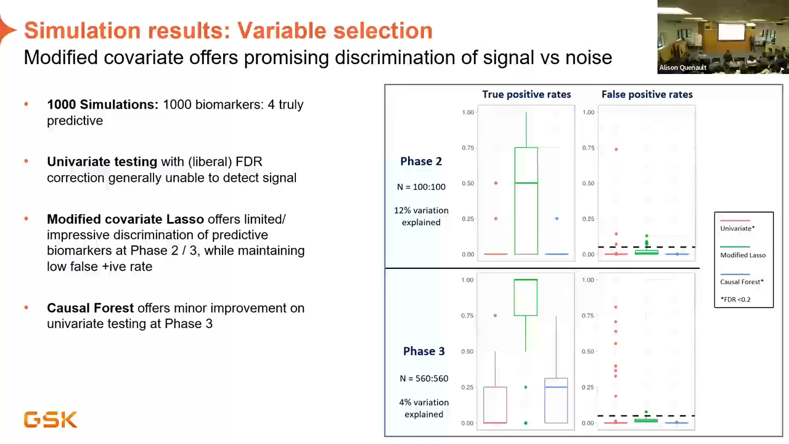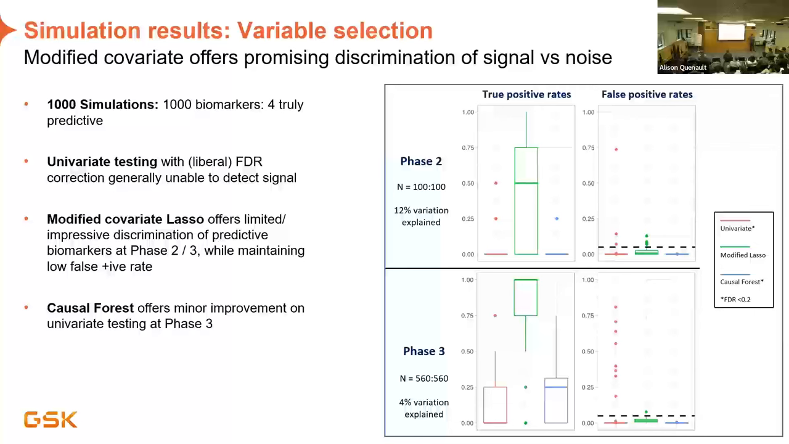Now, I suspect what this means is the signal was still too strong, because I would not say that this is realistic. But this was a starting point, and I still think it is informative to examine the relative performance. By contrast, the causal forest did not do very well at all at phase two. It starts to pick up some of the signal in the phase three setting.